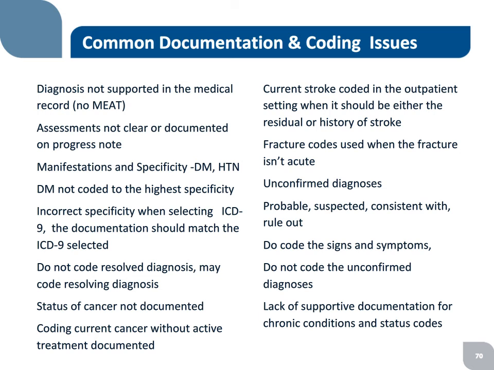Coding the current stroke in the outpatient setting. Fracture codes are only coded since 2007 during the acute phase of the fracture, which is the first time you're seeing that patient, ER treatment or surgical treatment. After they come back for the follow-up, it's a V code for follow-up fracture care. Unconfirmed diagnoses, probable, suspected, being coded, coding signs and symptoms, and lack of supportive documentation for chronic conditions and status codes, not bringing them forward every year.